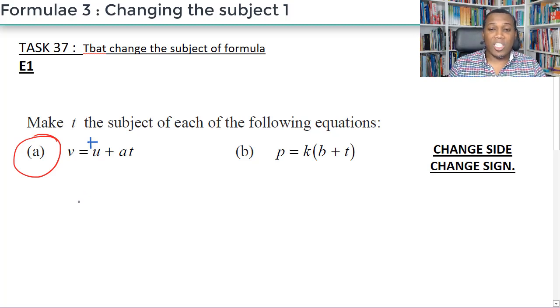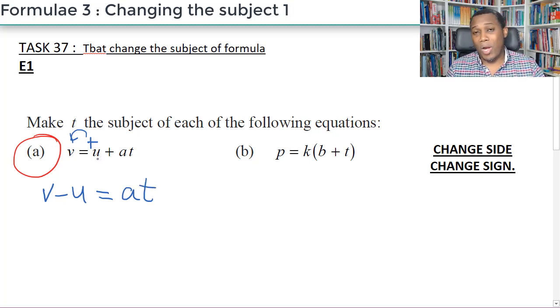Change the side, change the sign. So U is going to move over to the left, so I have V take away U. AT does not move at this stage. AT remains AT. So the positive U on the right became take away U, negative U on the left. Change the side, change the sign. Now, what does this mean at the moment on that right-hand side? I want T to be the subject. What's happening to T? T is being multiplied by A. No, I don't want it being multiplied by anything. I want it all by itself. Being multiplied by A on the right, what's the opposite of multiplying?